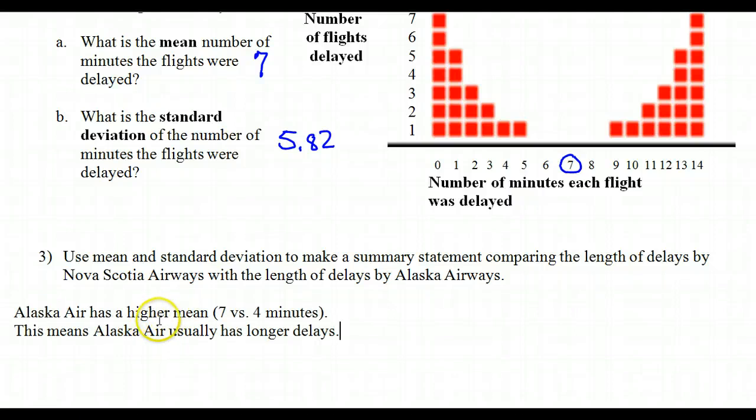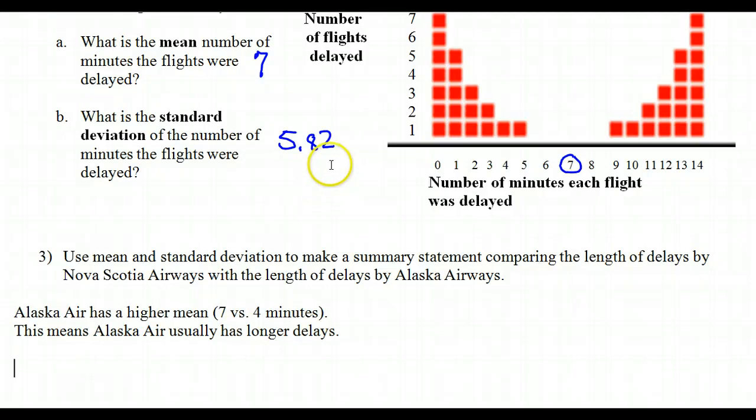When you're making this comparison, I think it's good to state the basic information, who has the higher mean, and then say what that means, what is the significance. So I would say this, Alaska Air has a higher mean, the 7 versus the 4 minutes. This means Alaska Air usually has longer delays. So those are the two statements I could make about the mean.